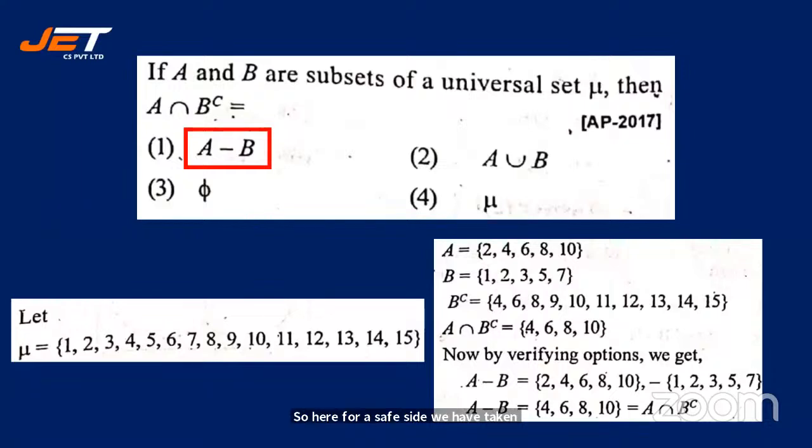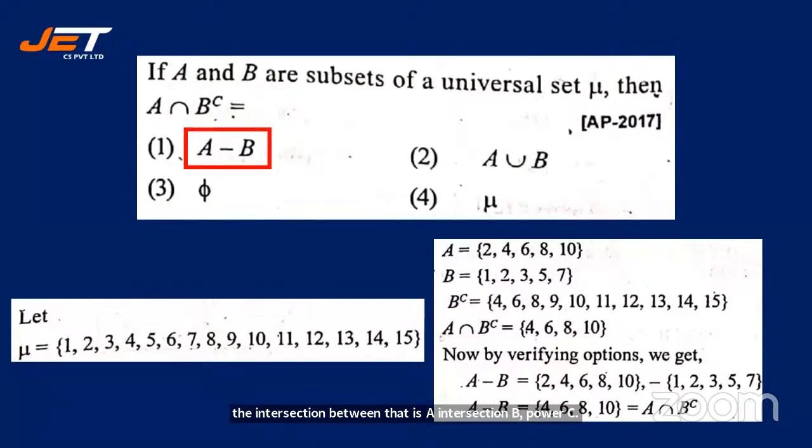And A and B are subsets. So A is 2, 4, 6, 8, 10, and B is 1, 2, 3, 5, 7. So what is B power C? It is 4, 6, 8, 9, 10, 11, 12, 13, 14, 15. And the intersection, that is A intersection B power C, is nothing but 4, 6, 8, 10.